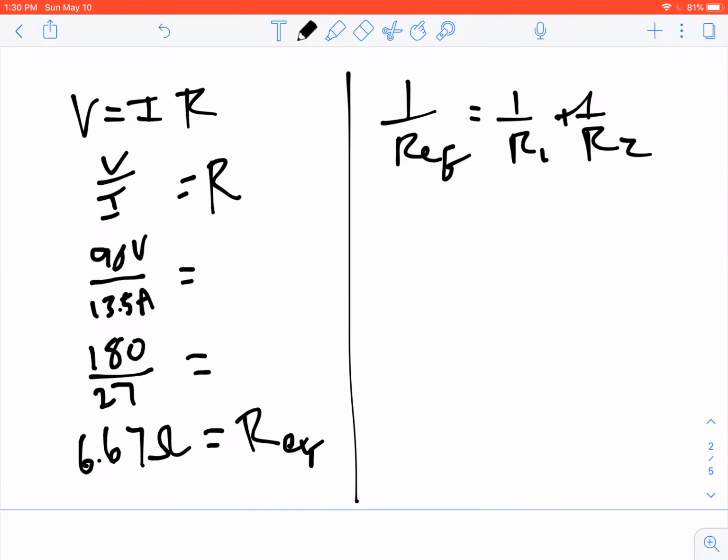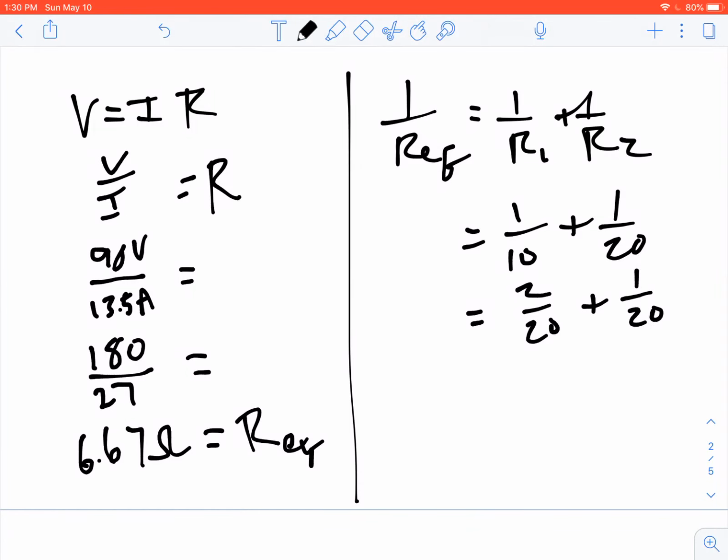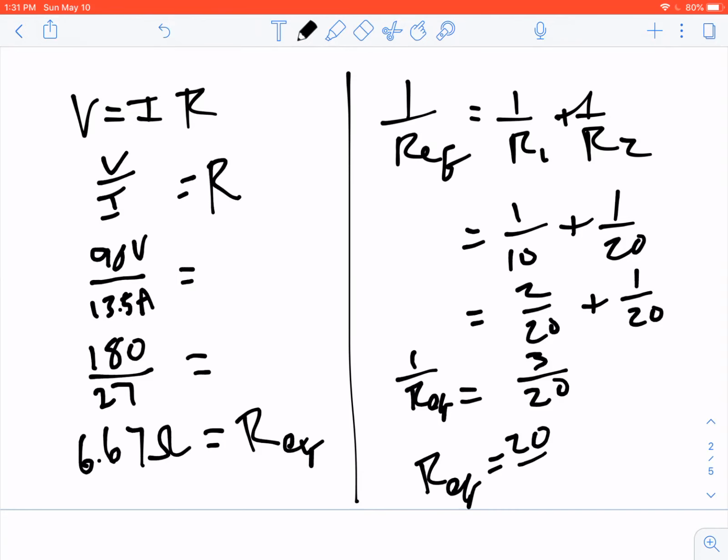Alright, now I can do this over on the other side. I can use the equivalent resistance formula. I get 1 over 10 plus 1 over 20 is 2 over 20 plus 1 over 20, which is 3 over 20. That's 1 over the equivalent resistance. So REQ is equal to 20 over 3, which is 6.67 ohms. We get the same answer in both methods.